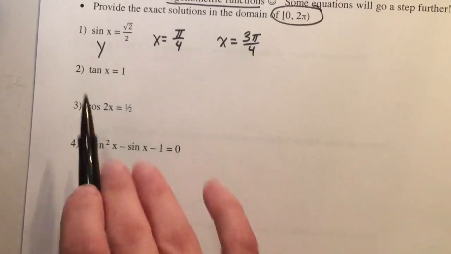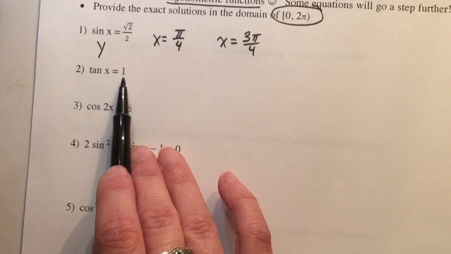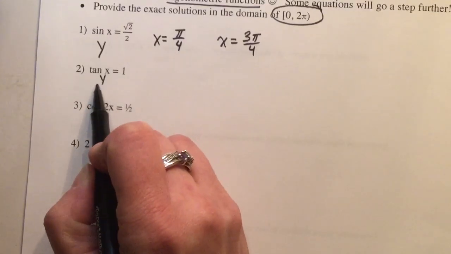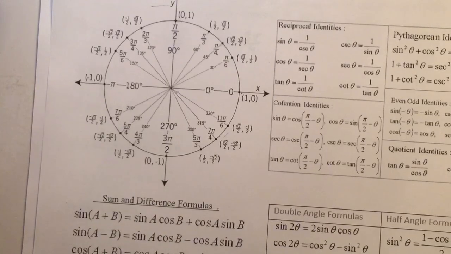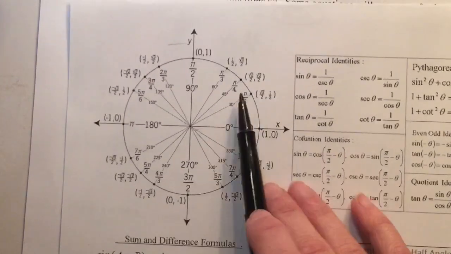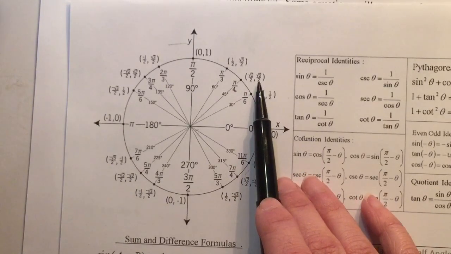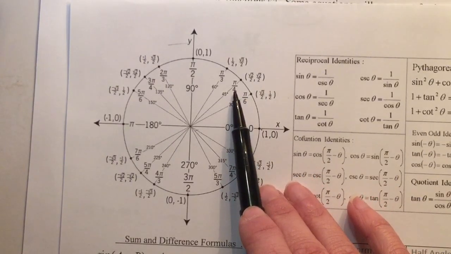Okay, now looking at number 2. This is already isolated. The tangent of x equals 1. So again, this means where on the unit circle can you find the tangent, which is y divided by x, where would that equal a 1? So what you have to realize is that when you divide two things that are the same, you end up with 1. So we're looking on the unit circle, where are both our x and y value the same? And so here, pi over 4, both of them are the square root of 2 over 2. So if you take square root of 2 over 2 divided by square root of 2 over 2, you're going to get 1. So one solution will be pi over 4.